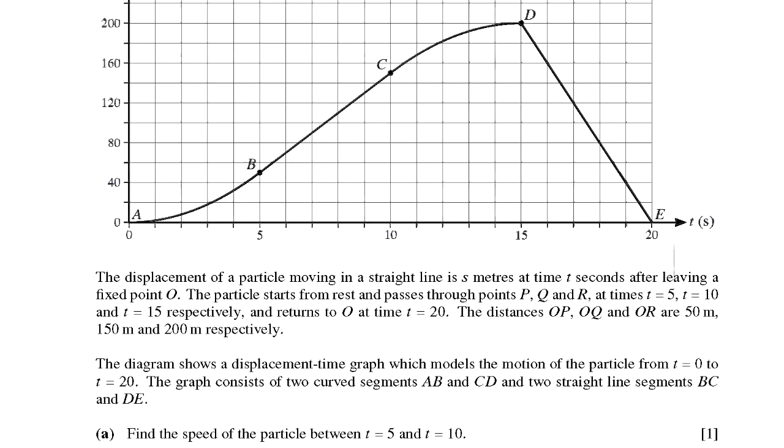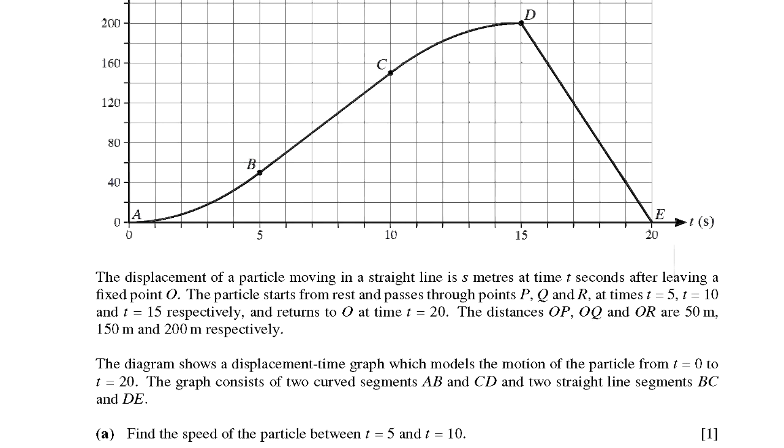Let's look at the question. The displacement of a particle moving in a straight line is s meters at time t after leaving a fixed point O. So remember, it's moving in a straight line, so it's obviously going to move away from the origin, and then it's going to come back in the same line because it told us it's a straight line. The particle starts from rest. That means its initial velocity is 0.